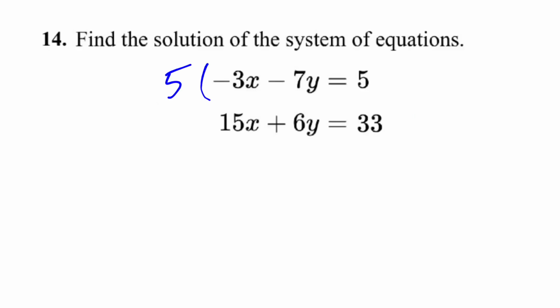If I take this top one times 5, I get negative 15x minus 35y is equal to 25.